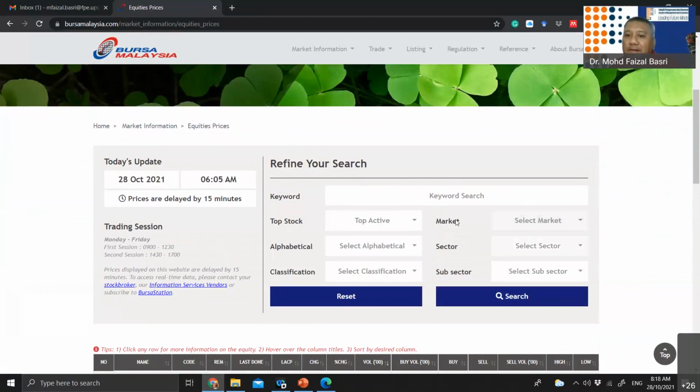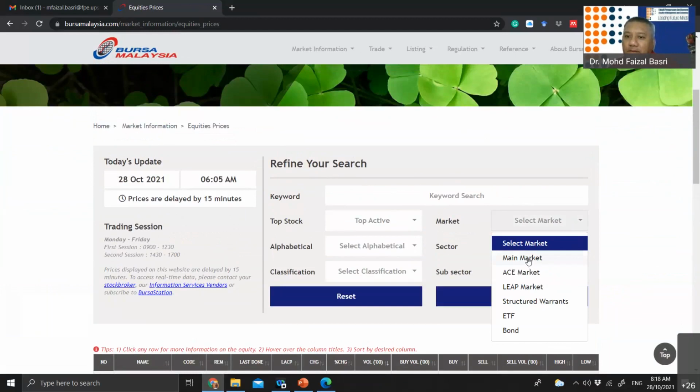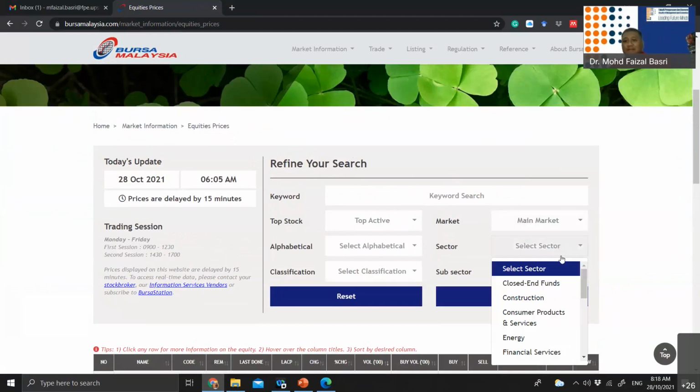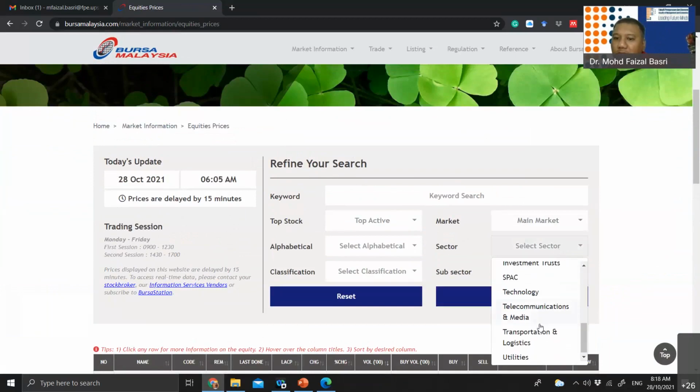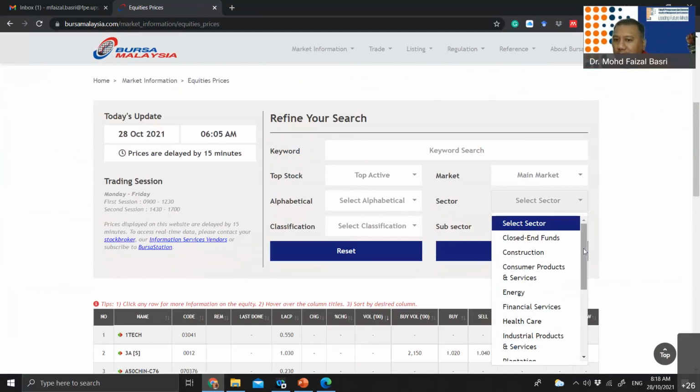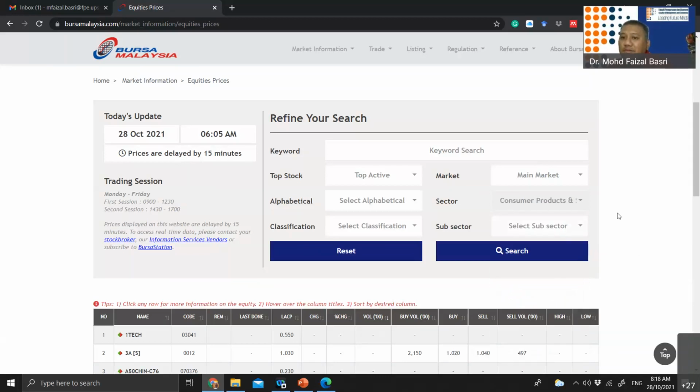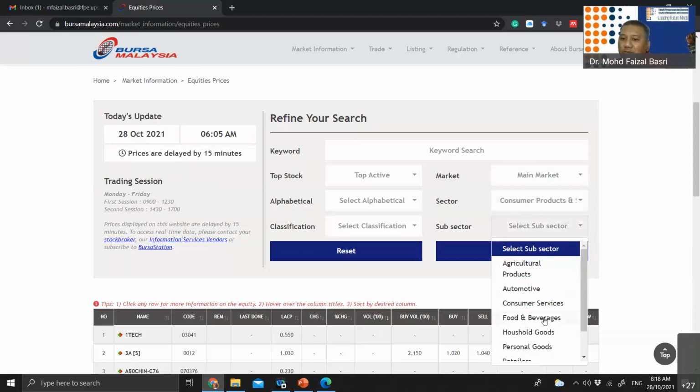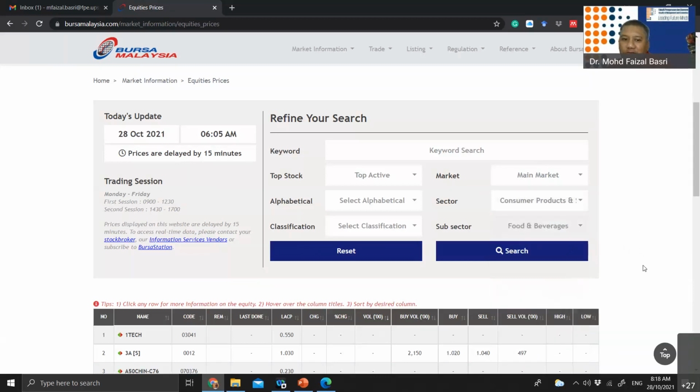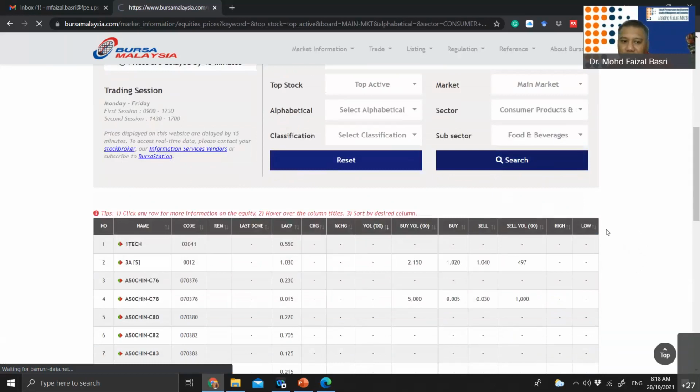There's a lot of market and sector market. We go for the main market. And there's a lot of sectors that you can search from. You can go for construction, consumer products, financial services, healthcare, a lot of categories here. So let's say we go to companies you are familiar with, consumer products, because everyone buys things. And let's say for the subsectors, you go for F&B for example. Food and beverages.